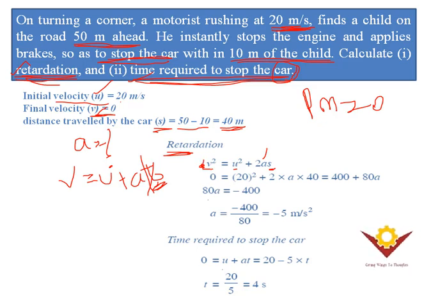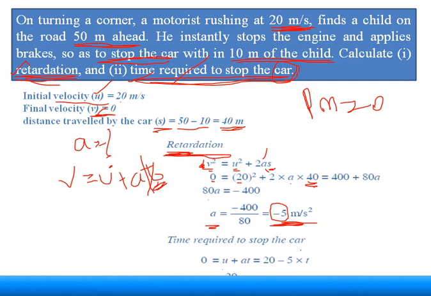The final velocity is 0, the initial velocity is 20 meters per second, the distance traveled is 40, and we require the acceleration. If you simplify this, the acceleration you get is negative, minus 5 meters per second square. Here minus 5 is because of retardation. Retardation is nothing but the opposite of acceleration. And next, we require the time required to stop the car.